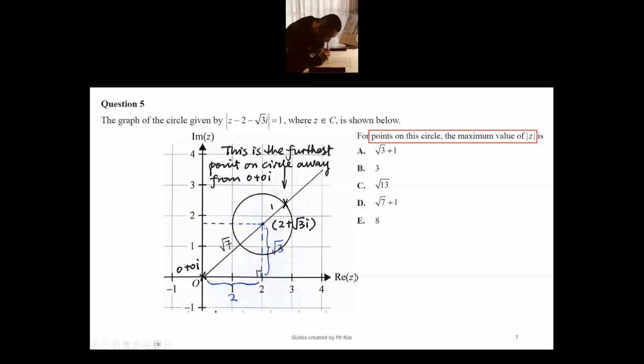My approach is to draw a line from the origin cutting through the circle. When this line cuts through the center of the circle, you get the longest distance. Once it's cutting through the center, the vertical component is root 3 and the horizontal component is 2. Using Pythagoras, you find the hypotenuse is root 7. Then, because it's one radius further from the center, the longest distance will be 1 plus root 7. Similarly, if a question asks for the minimum value of absolute z, you can take root 7 and subtract 1, and you will get this point here. In this question, option D is the correct answer.